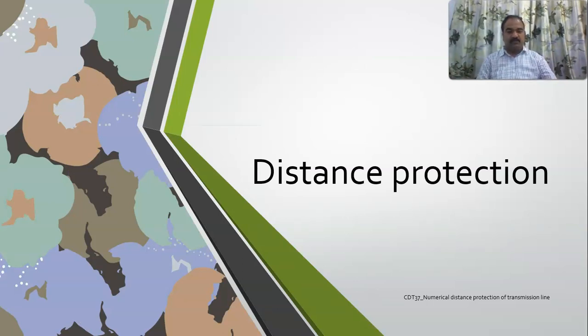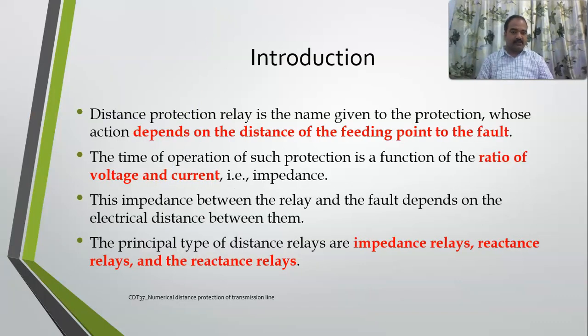And if time permits, I'll solve a problem on the Mann and Morrison method also. Now, coming to the start, that is the introduction to distance protection. Normally for a power system, let us suppose this is the generator, this is the load, this is transformer 1, this is transformer 2, and this is the transmission line.